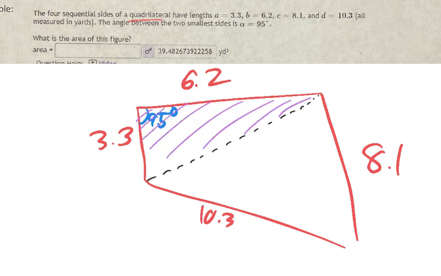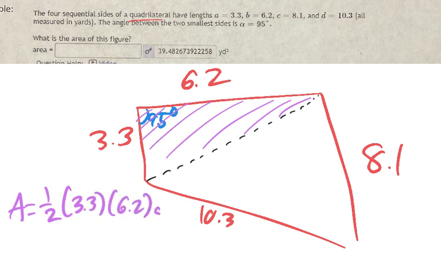You could go 1/2 times 3.3 times 6.2. A equals 1/2 times 3.3 times 6.2 times the sine of the angle between them. This is from 4.1. I don't remember the names of anything. This is called finding the area of an oblique triangle. We did it on page 5 of 4.1. The area of an oblique triangle.